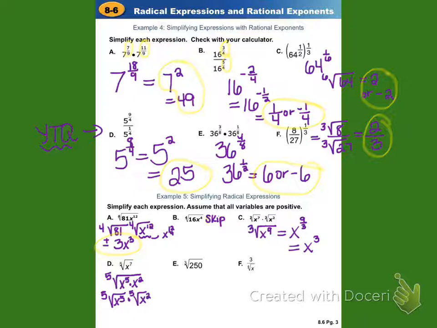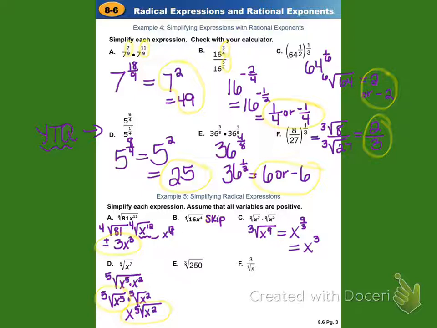So I could take the 5th root of x to the 5th, and that just cancels out, it's x to the 5/5, which is x to the 1st, or x. Then I just leave the part that I couldn't simplify under the radical. So my final answer would look like x times the 5th root of x to the 2nd power.